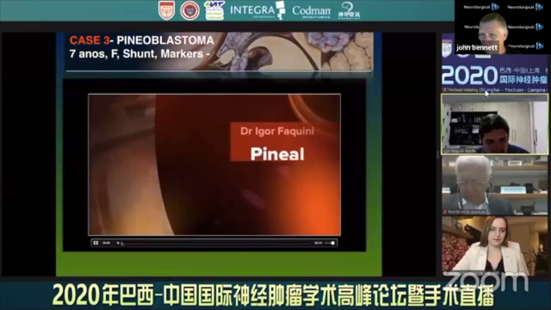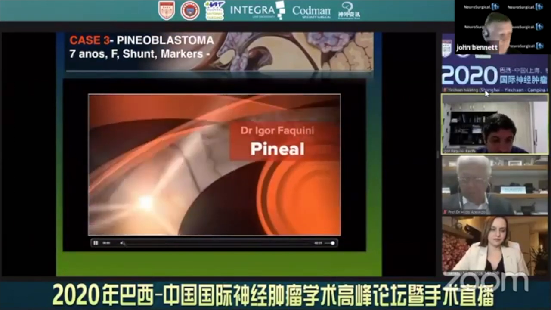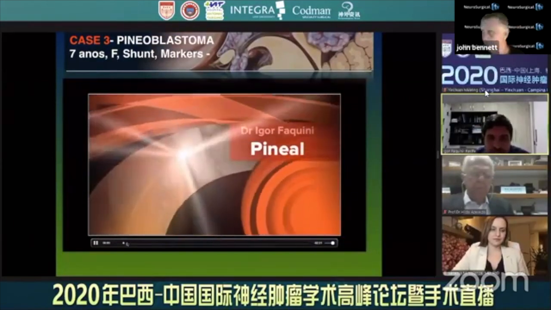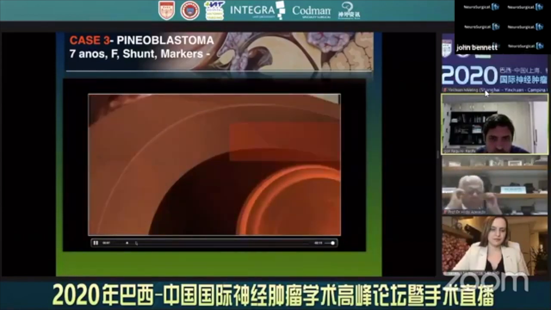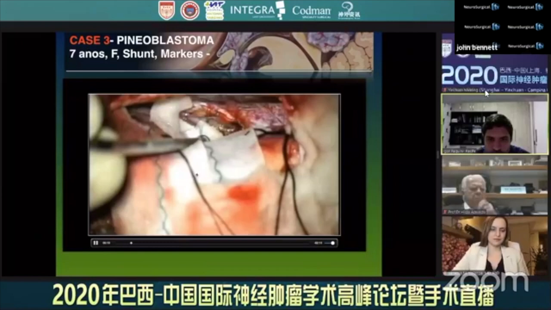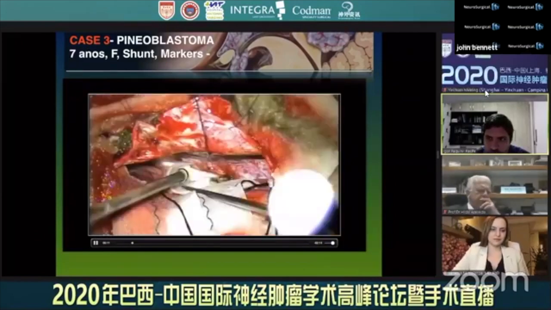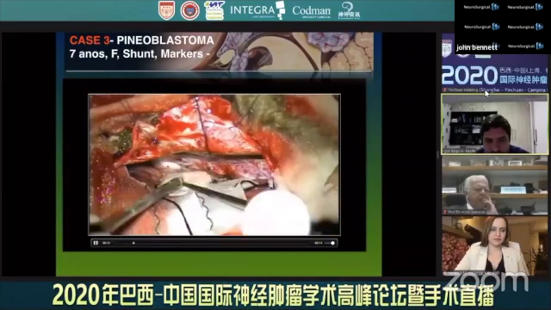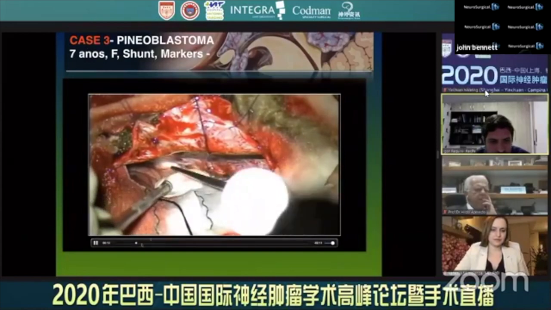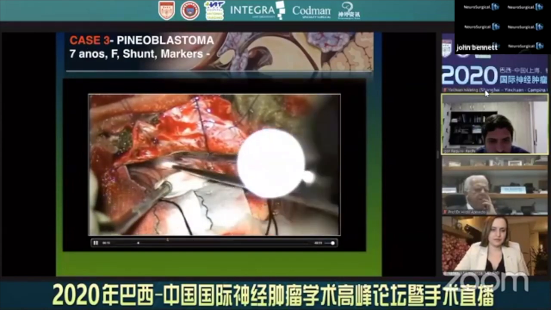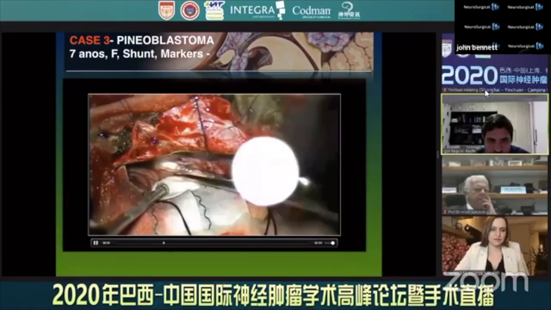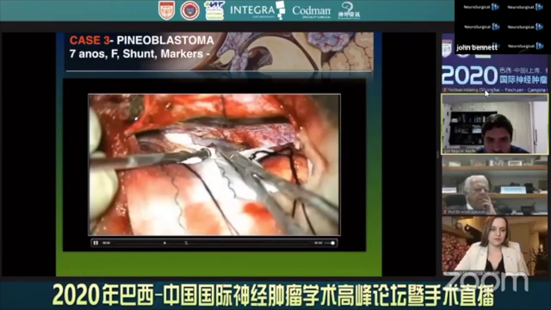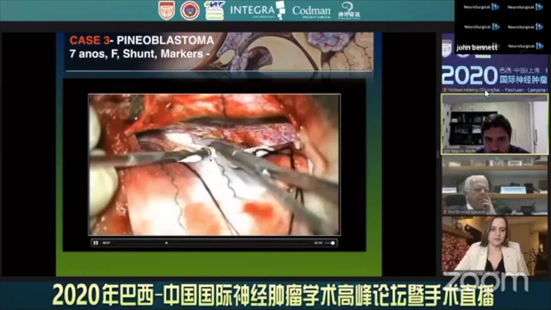Sometimes, if you have a neuronavigator, it might be helpful, but it's not essential. Here, we already opened the tentorium. Now we have navigation for this surgery. You can see the splenium. We decided to go, and after that, we start to dissect the arachnoid, protecting the occipital lobe using gravity. It's a three-quarter prone position.